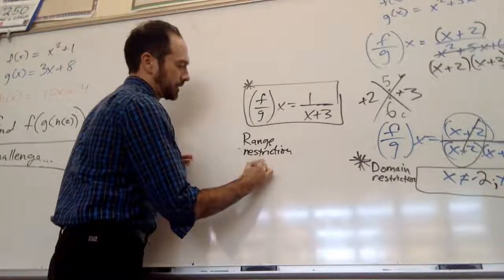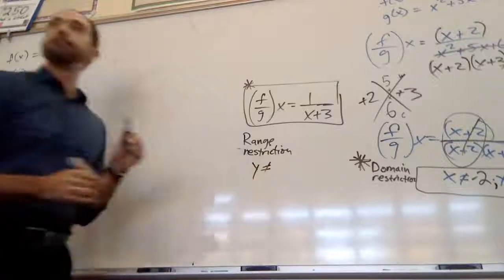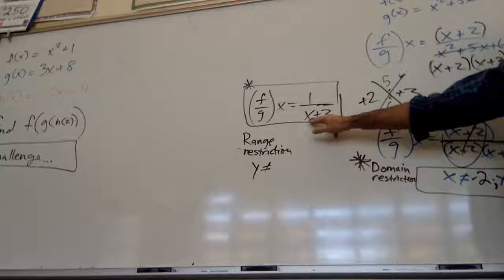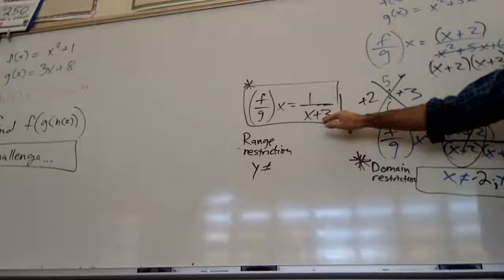All right, now follow me with this. It's going to be y cannot equal something. I want to look at my two domain restrictions. One is going to just be undefined. The other is going to actually give you the range restriction. Think about this for a sec. If I plugged in -3 right here, what do I end up with? -3 plus 3, 1 over 0.